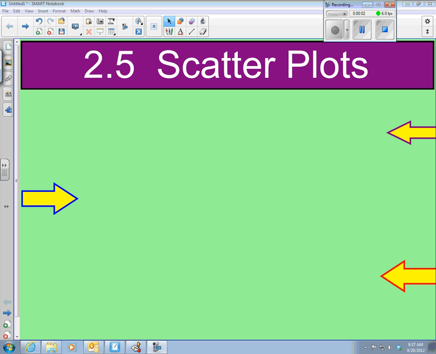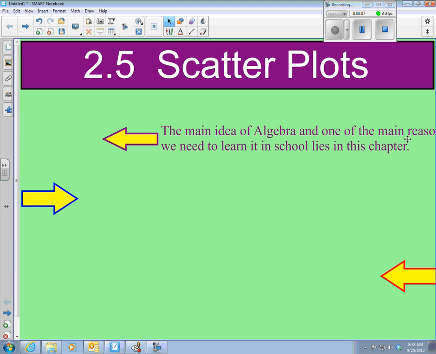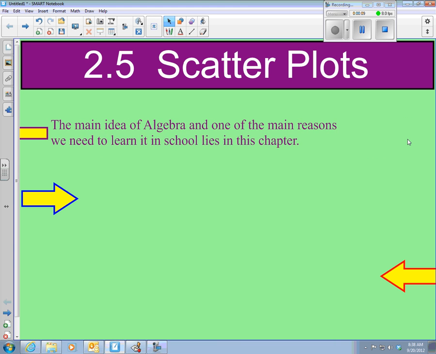Okay, kids, today we're going to get into section 2.5, Scatterplots. This is your well-rounded math teacher, Mr. Picard. This is one of the bigger ideas in algebra that we're going to be covering.